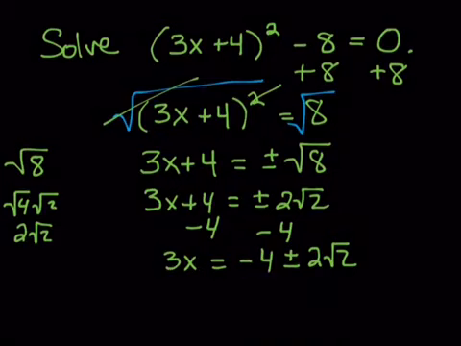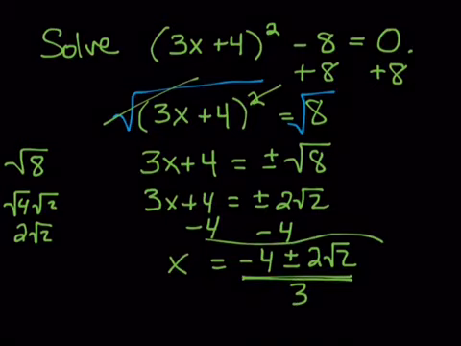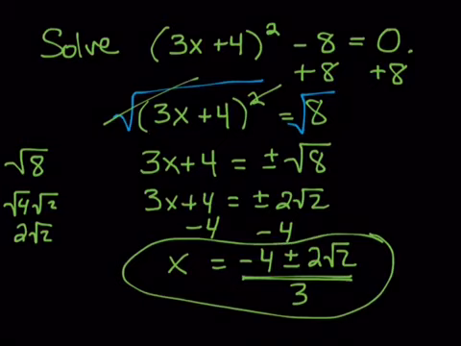All right, and then last step, divide everything by 3 to get x by itself. So x would equal -4 plus or minus 2 square root of 2 all over 3. To check that everything's done, I have plus or minus, so I know I've gotten both of the square roots. I fully simplified the square root part, and I have x by itself, so that's done.